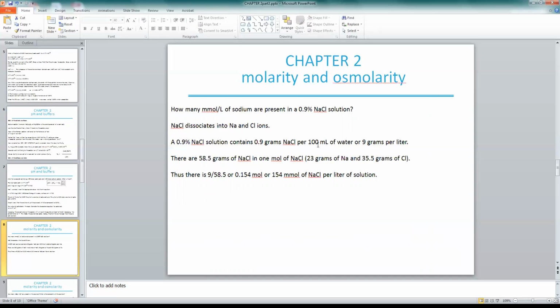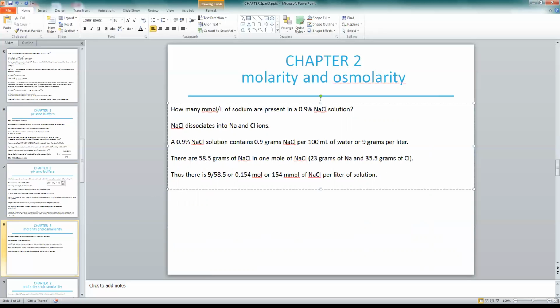And it's 100 milliliters of water because, again, the density of water is 1 gram per milliliter. So that's effectively 100 grams. Now, I could also think of that on a larger scale, so 9 grams per liter. I could look up from a periodic table what the molecular weight of sodium is and what the molecular weight of chloride is, and if I add them together to figure out my overall molecular weight, that gives me 58.5 grams of NaCl in 1 mole.